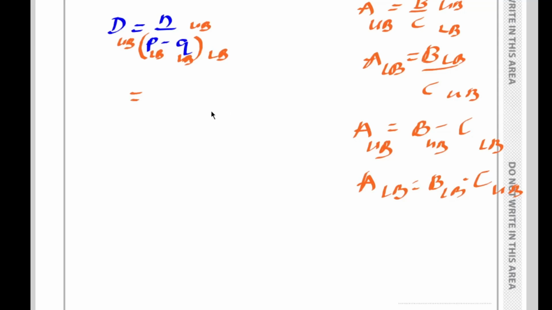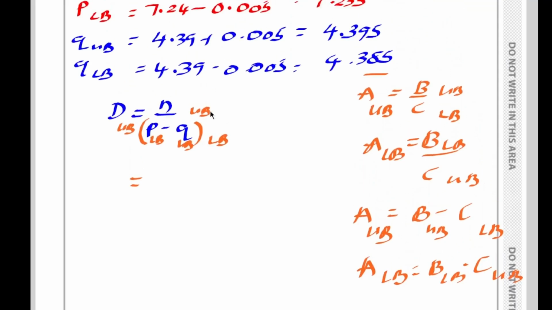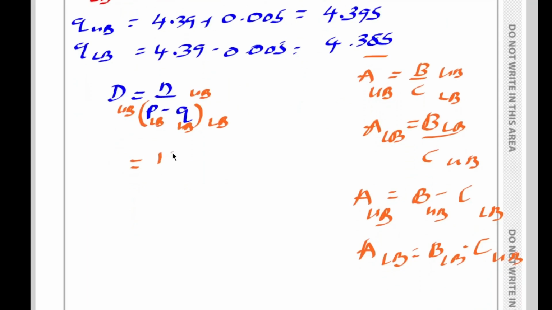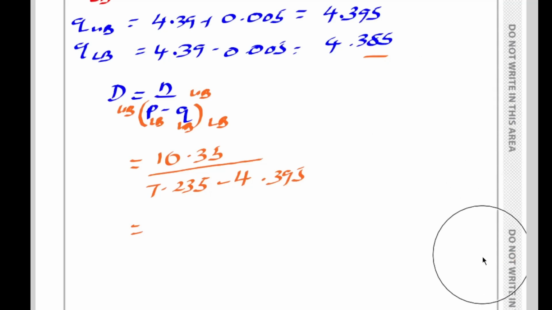Right, now let's substitute the values. N upper bound, which means 10.35, over P lower bound. P lower bound is 7.235. Q upper bound is 4.395. Right. Let's keep this one here and get the other one. I'm erasing this one. Need more space.